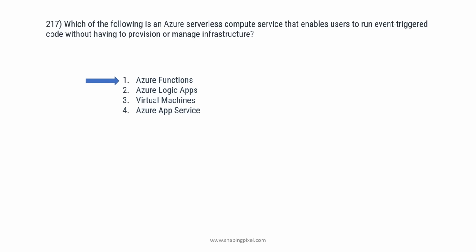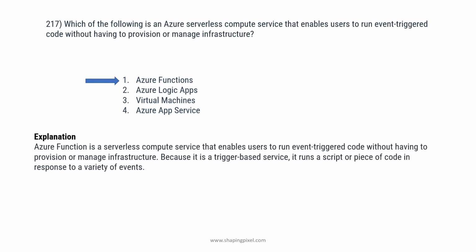The right answer is option 1, Azure Functions. Azure Functions is a serverless compute service that enables users to run event-triggered code without having to provision or manage infrastructure. Because it is a trigger-based service, it runs a script or piece of code in response to a variety of events.